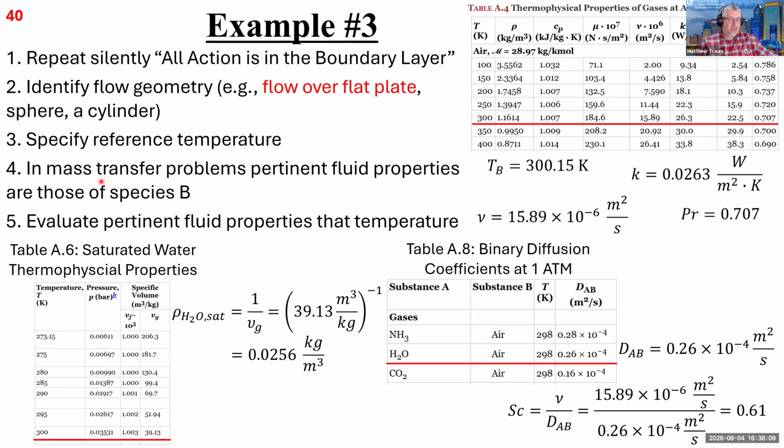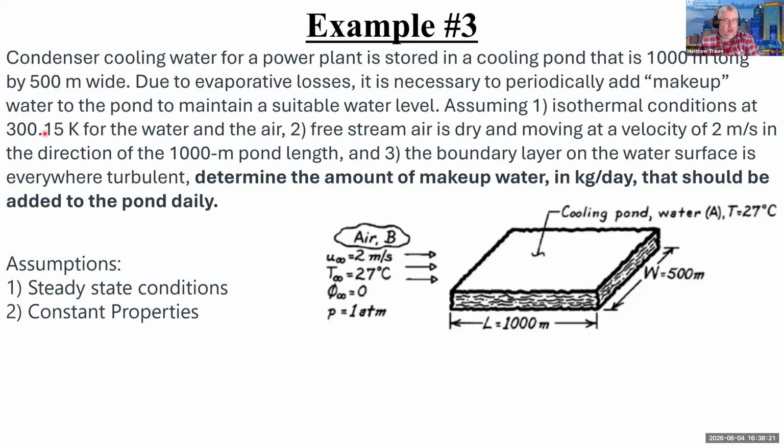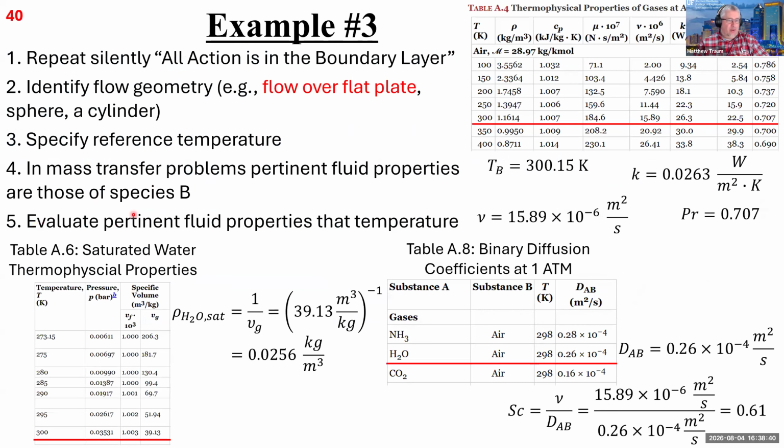Specify the reference temperature. This is where we invoke step 4. We've skipped this every other time because we've only solved heat transfer problems. For mass transfer, we're going to use the temperature at species B, which we are specifically told has isothermal conditions for the water and the air, 300 Kelvin. That's what we're going to use because species B is the air. Water is diffusing air, which is species A. Air is species B, which is where the water is diffusing into. So 300 Kelvin. Okay, we're going to evaluate pertinent fluid properties at that temperature.